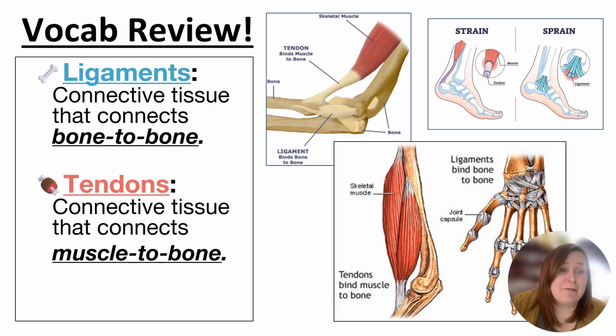So let's do a little vocab review from the beginning of this lecture. So we have ligaments, right? These are connective tissue that are going to connect bone to bone. And we also have tendons. And these are going to be connective tissue that are going to connect muscle to bone.